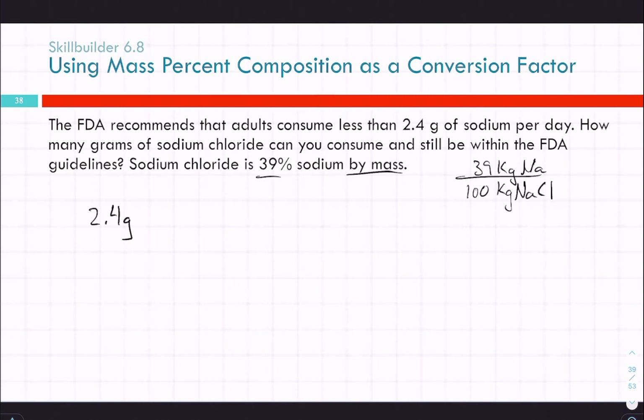The key, of course, is to use units that match the units given in the problem. Technically what you write there doesn't matter because it doesn't change any of the numbers. So in this case, we have 2.4 grams of sodium, and we're not going to use kilograms, we're just going to use grams.